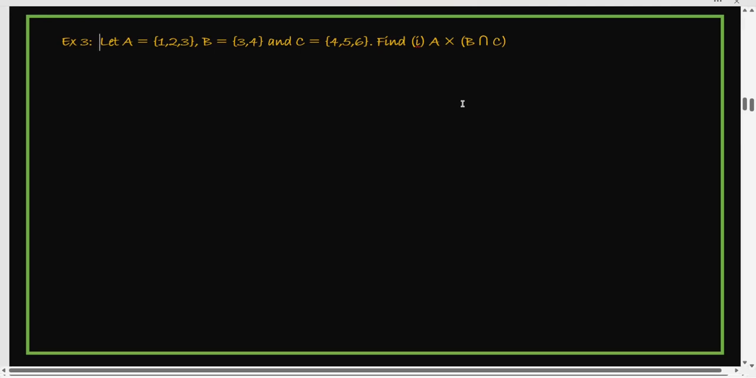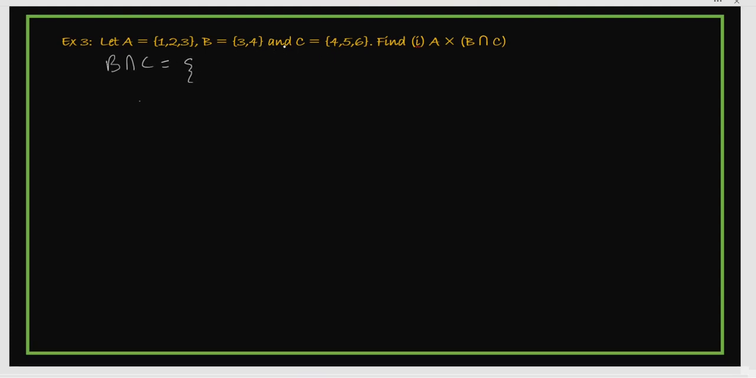Let us see this example. A is {1, 2, 3}, B is {3, 4} and C is {4, 5, 6}. Find A cross (B intersection C). Now what is B intersection C? B is {3, 4} and C is {4, 5, 6}. What is common in these two sets? 4 is the only element which is common. So A cross (B intersection C) is {1, 2, 3} multiplied by {4}. This is a Cartesian product. This is what we have to find out.